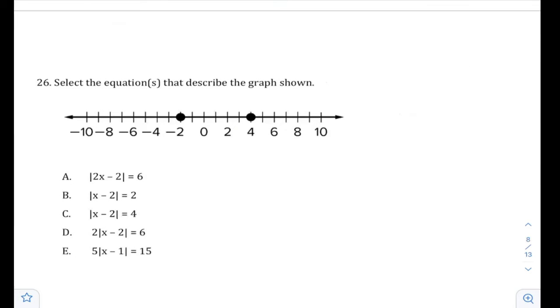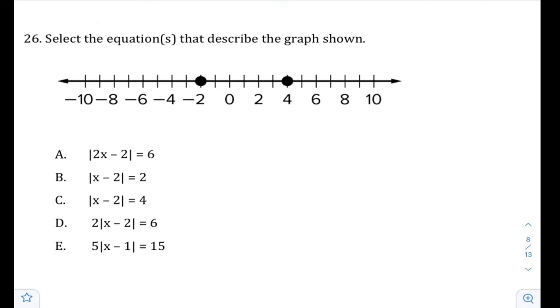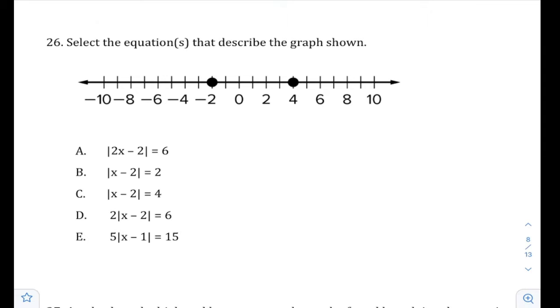Now, here we will see. If you want to write the equation, it is absolute value of x minus the midpoint is equal to the distance. The midpoint is easy to be found, which is how much? It is 1. So we can say it's x minus 1. And the distance from 1 to 4 is 3.